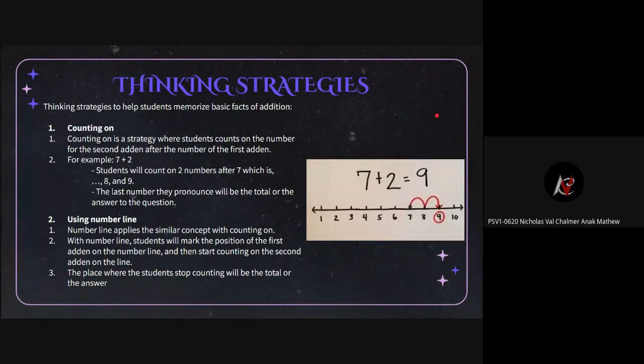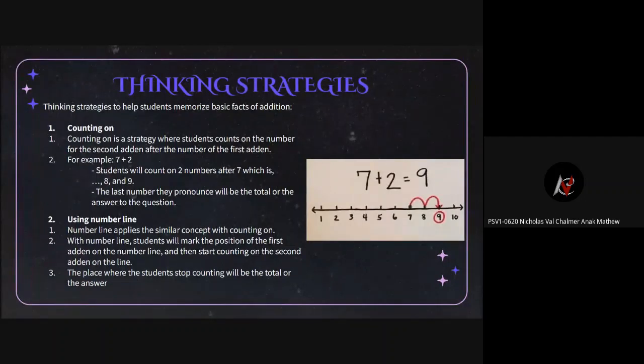Okay, the next one we'll be covering is the thinking strategies that can be used to help students memorize the basic facts of addition. The first one we're going to cover is the counting on strategy. I think we have covered this before, but counting on is a strategy where students count on the number of the second addend after the number of the first addend.